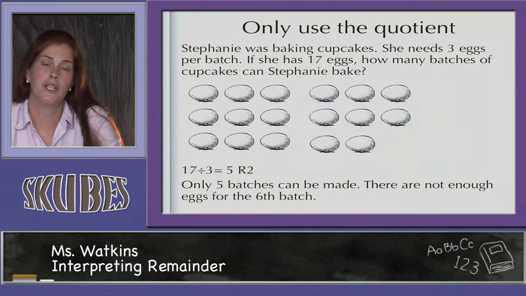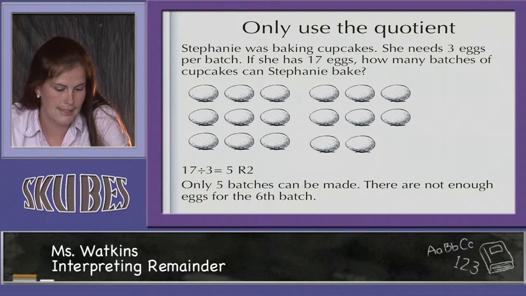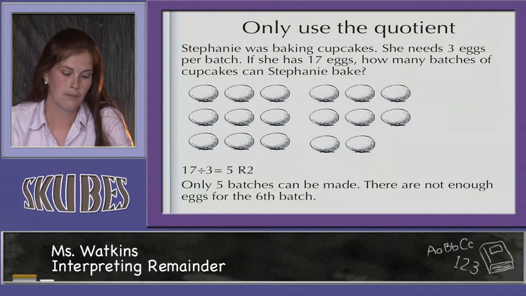Here's an example of when you will only use the quotient. Stephanie was baking cupcakes. She needs 3 eggs per batch. If she has 17 eggs, how many batches of cupcakes can Stephanie bake?